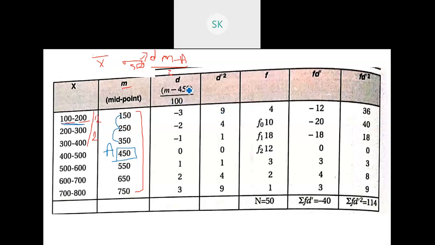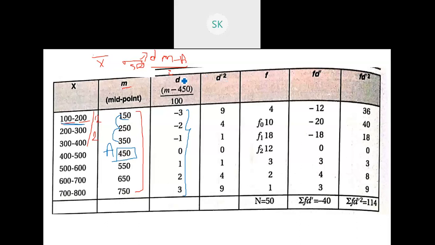Now let's calculate the deviations. 150 minus 450 will give you minus 300. Divide that by 100, and you get the final answer as minus 3. 250 minus 450 will give you minus 200, divided by 100, again minus 2. Likewise, you are supposed to calculate all the deviation values here, starting from minus 3 to plus 3.